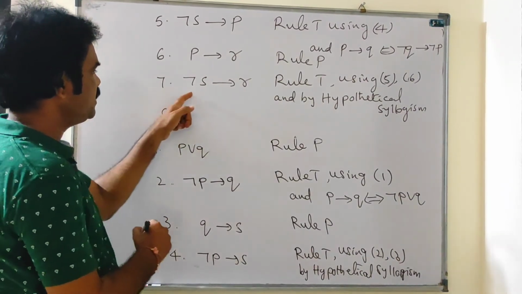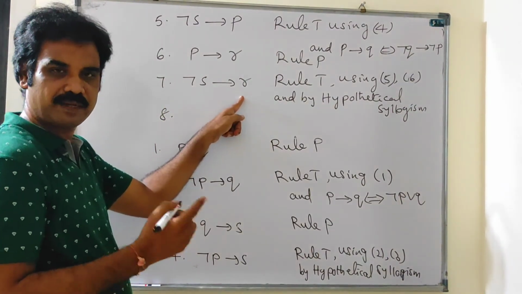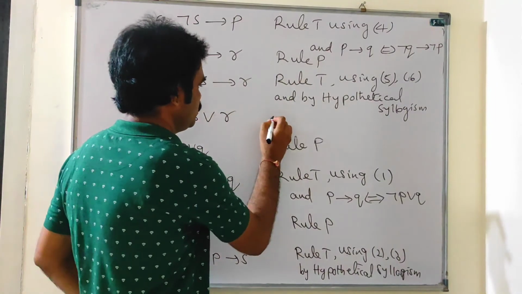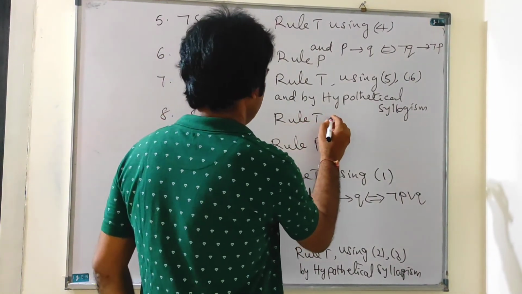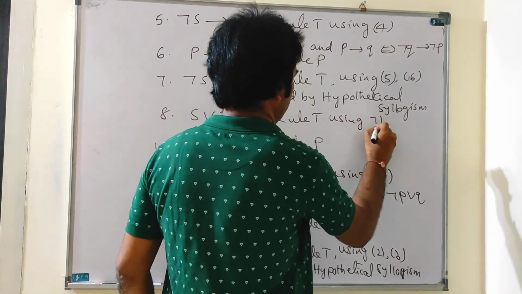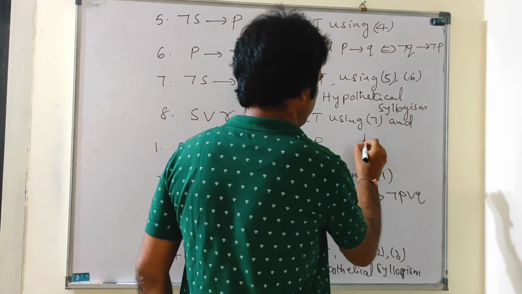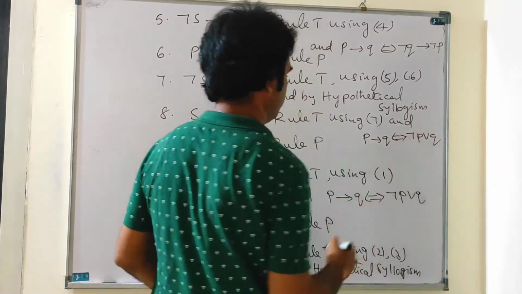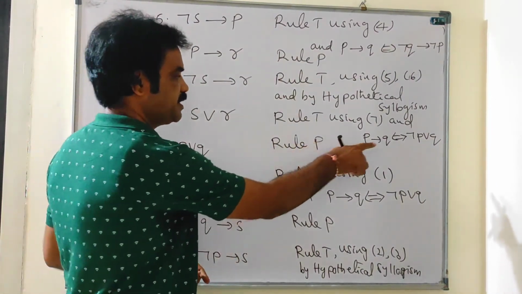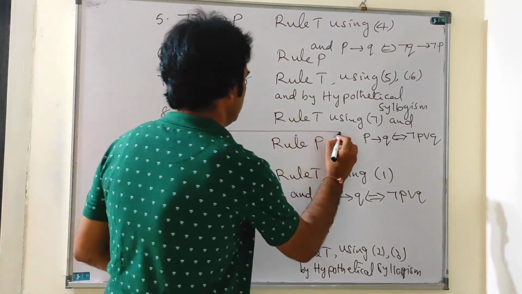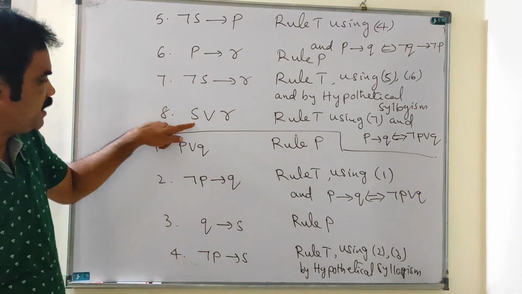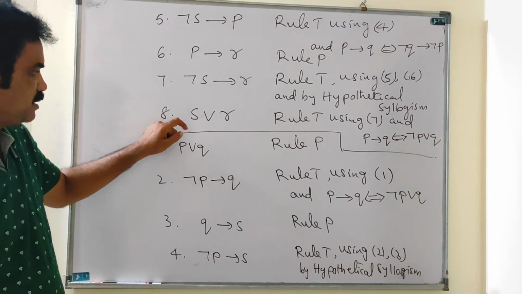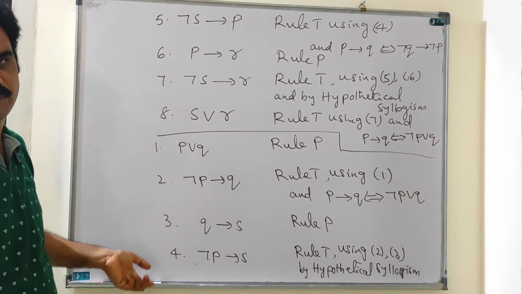See the next step. Negation S implies R. You know that P implies Q is equivalent to negation P or Q. That's why this becomes S or R. Rule T, using 7 and P implies Q is equivalent to negation P or Q. This is the reason. See the 8th step: S or R. This is our required conclusion. Hence S or R follows logically from the given premises.